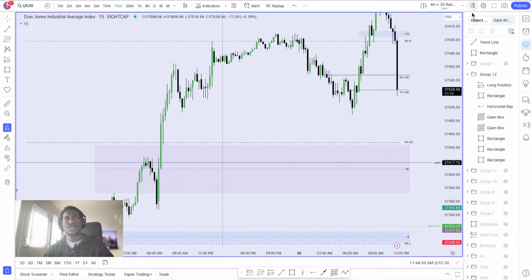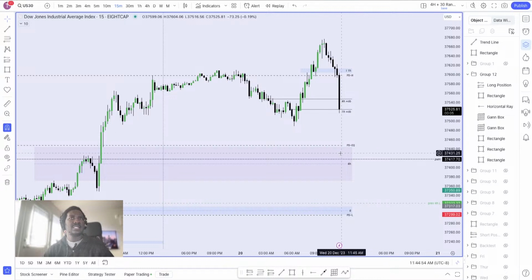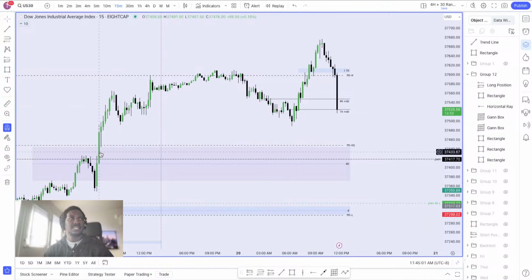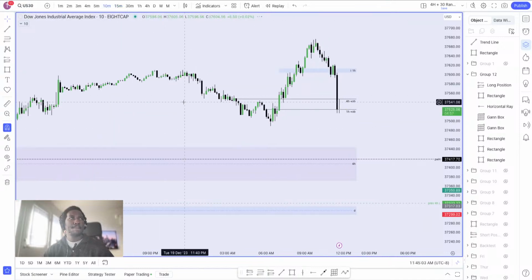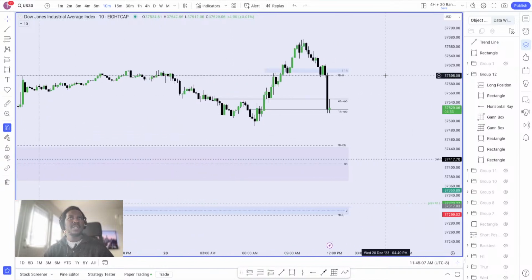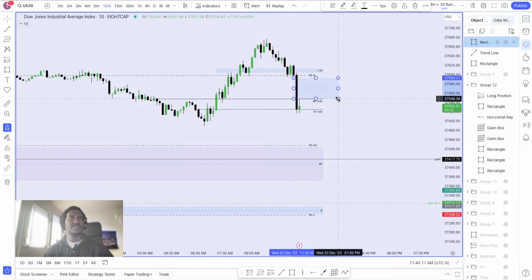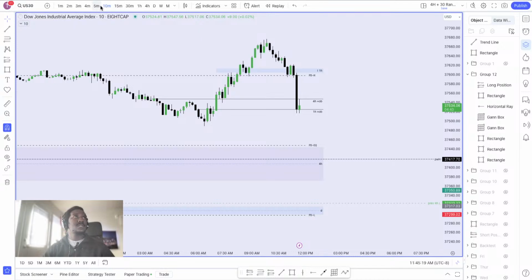Let's go to the 15 minutes. Again, we do have a fair value gap right there, very attractive. No inefficiency up until right here. Looking at the 10 minutes, I don't use this time frame so much. There's pretty much no inefficiency over here, unless this one is left open. Let's go to the 5 minute.